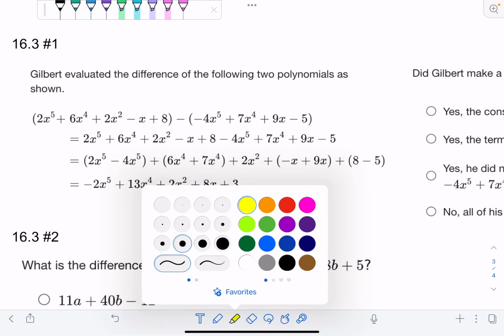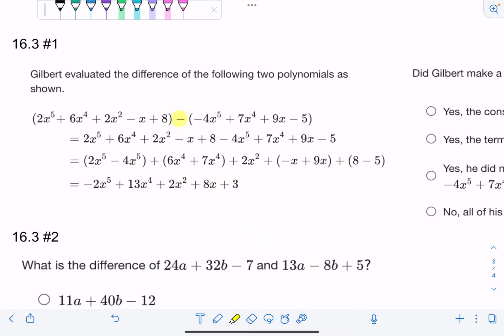So this section now is subtraction. The first step that you take with a subtraction problem is you take the first set of parentheses and you copy it down exactly as is. So 2x to the 5th plus 6x to the 4th plus 2x squared minus x plus 8. That's what he did right here. He copied it down exactly as is.